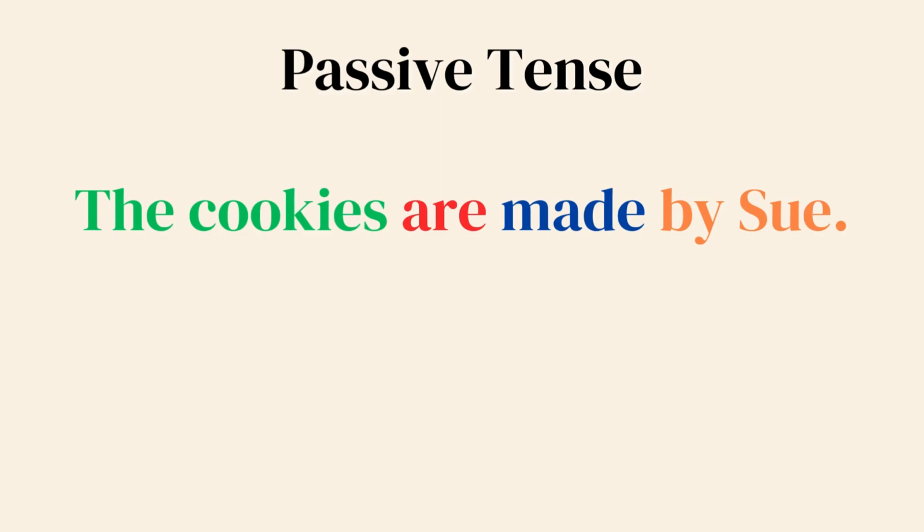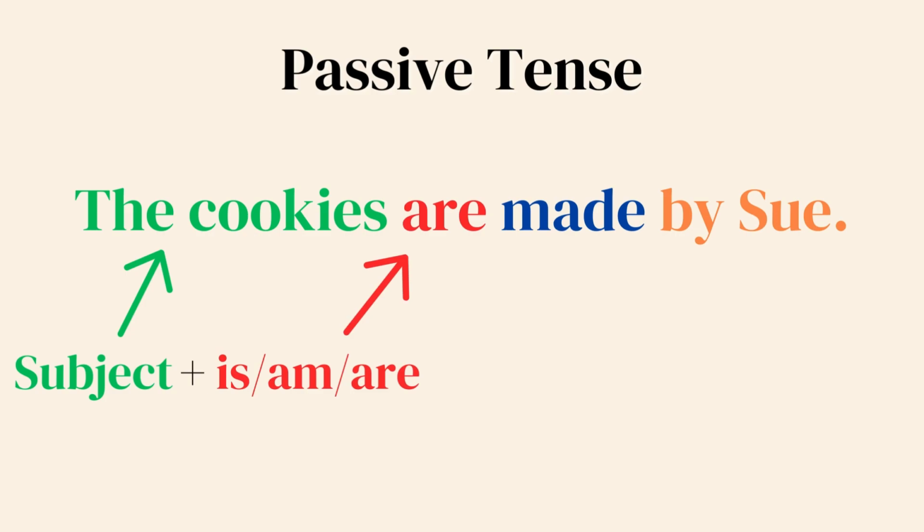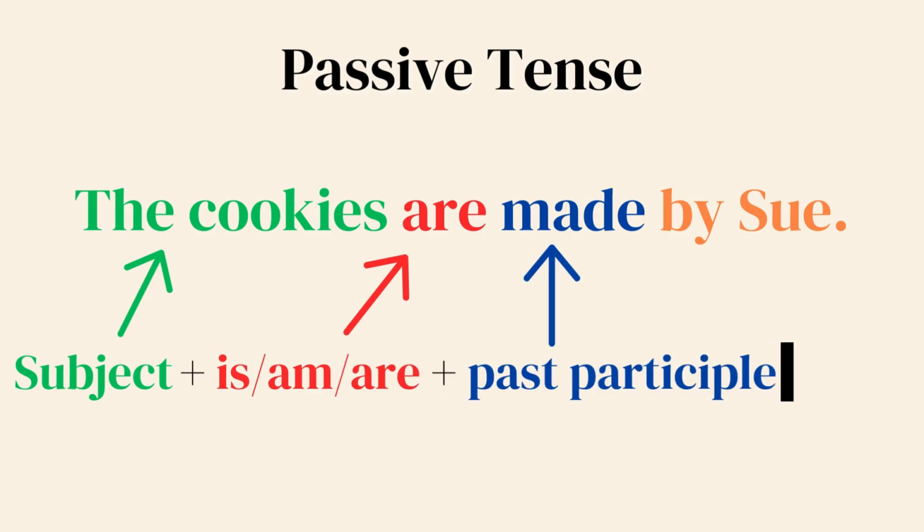Here is the formula. We use the subject, and then is, am, or are, depending on the subject. Then we use the past participle, and then we use the by. The by part of the sentence is the person or the thing doing the action, but this part doesn't have to be included for the sentence to make sense. The past participle of make is made. Notice I used are because the verb needs to match the subject, which is now cookies, and it's no longer Sue.